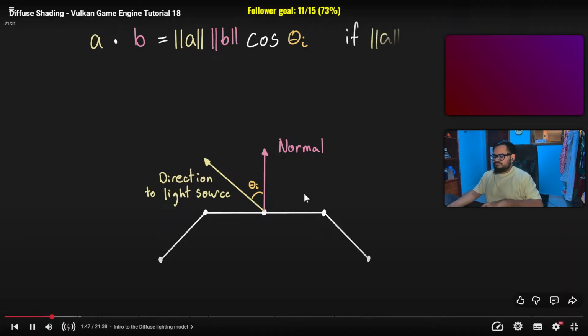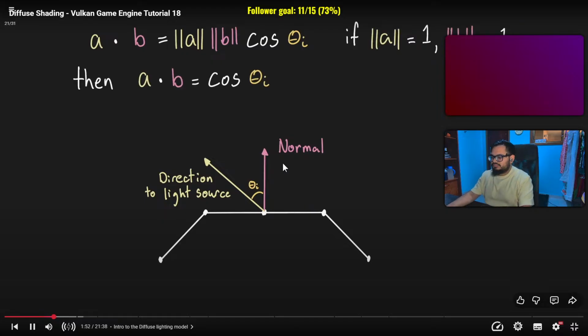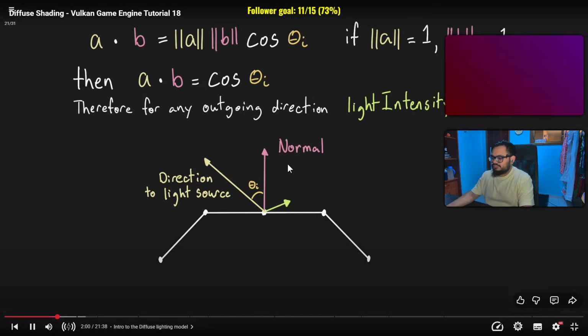If both vectors are normalized to be of unit length, then a dot b is equal to cos theta. Therefore, in vector form, the reflected light intensity for any outgoing direction can be calculated using the dot product of the surface normal and a normalized vector pointing to the light source.